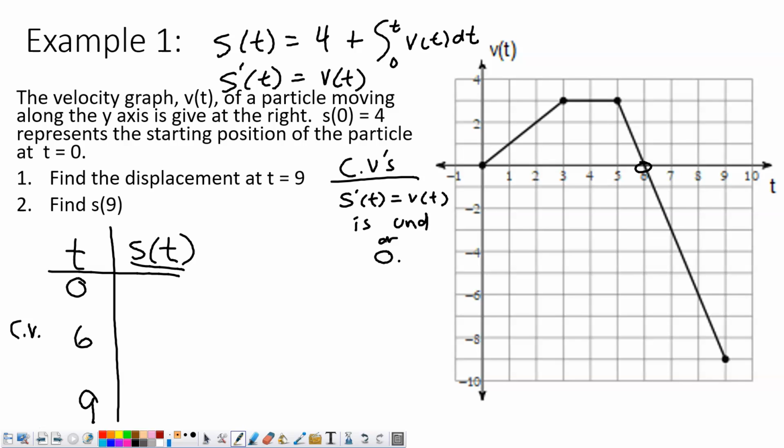Where is it undefined? So where's the derivative undefined? Do you guys see any holes, gaps, or jumps in this line for the derivative? No. So we're good. Well, I should have said for velocity, not the derivative. But there you go. So there's my 3 candidates.